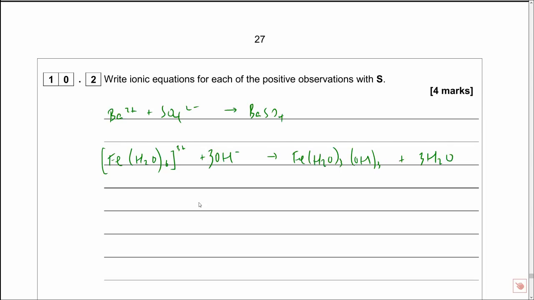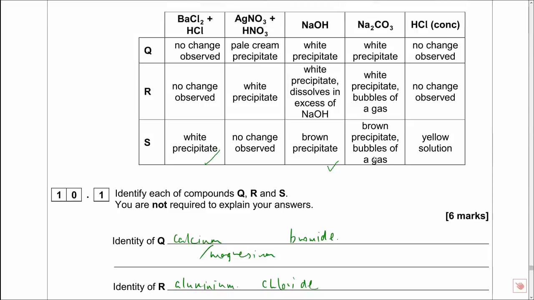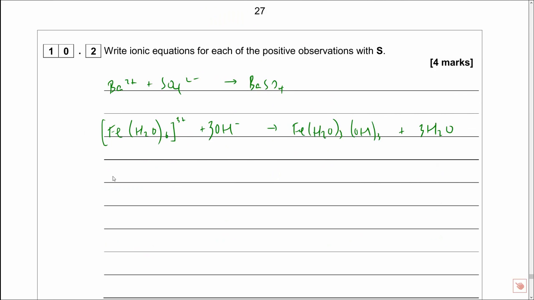What else have we got occurring there? Oh, we've got other stuff as well, haven't we? Oh, no. Brown precipitate, bubbles of a gas. Okay, right, so that one's fine. I'd forgotten we've got all those reactions as well. Ionic equations, obviously. Standard. Fe(H2O)6, same product. Just remember that it's going to be 3, 2, 2, 3 CO2, 3H2O. There's our bubbles of gas.